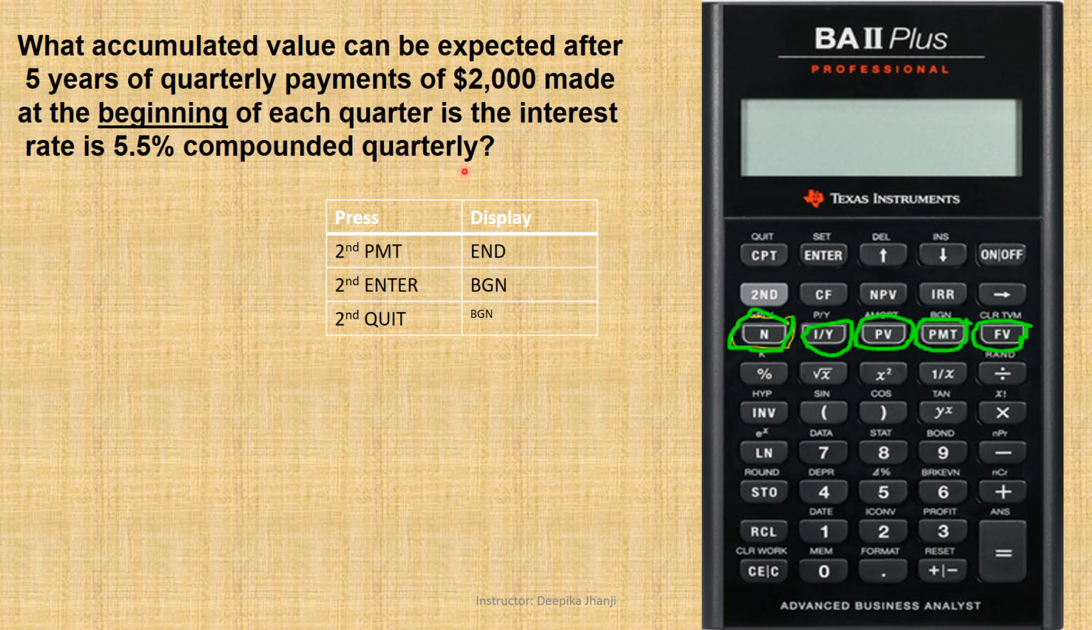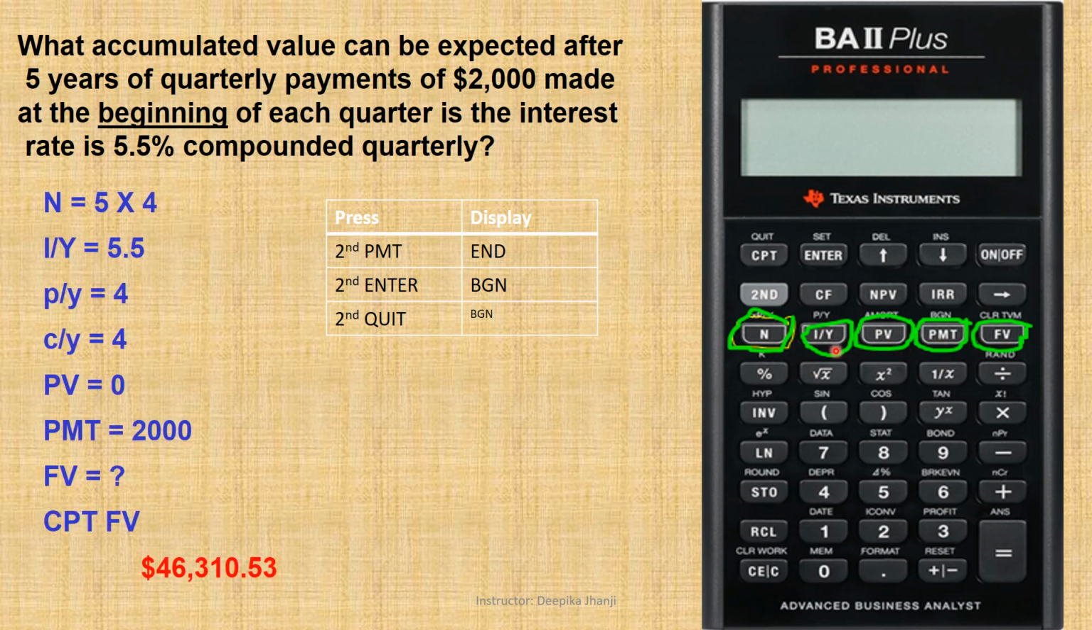Once you set your calculator at BGN mode, we'll write down these variables, and then the information of these variables. Now the question says, what accumulated value? That means we need to calculate future value. So future value is question mark here. Time is 5 years and the payments are made quarterly, so 4 payments in a year. So 5 times 4 will give you n.